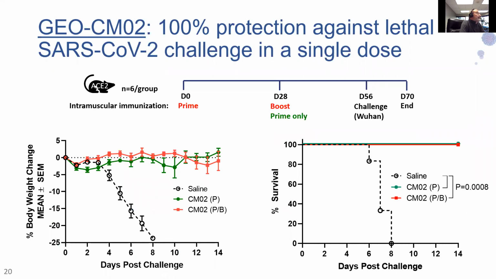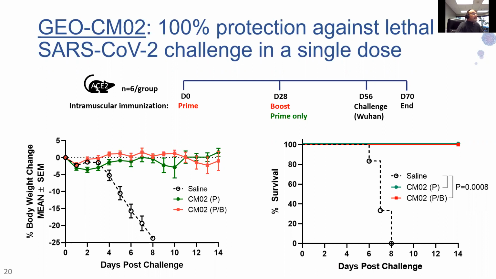So the panel on the left shows the weight loss and recovery, and you can see the vaccinated animals just vacillate around the cutoff point. We do not have weight loss. 100% of the animals survive. And on the right side, this is actual percent survival. And again, a single immunization is inducing protection at the 100% level.